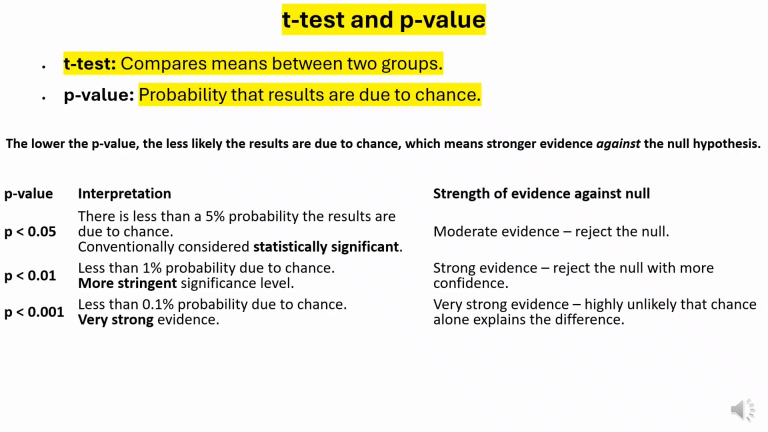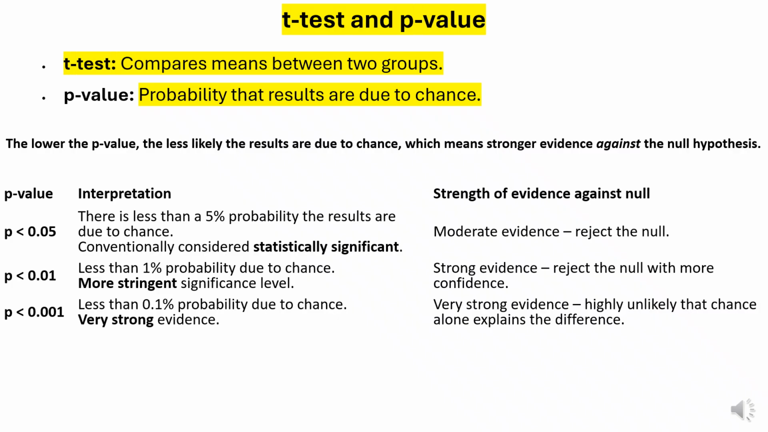The most common benchmark is p less than 0.05, meaning there is less than a 5% probability that the difference arose by chance. We can be 95% confident the difference is real. A stricter threshold, p less than 0.01, indicates less than a 1% probability due to chance, offering 99% confidence, often labeled as highly significant. An even stronger standard, p less than 0.001, puts the chance probability below 0.1%, giving 99.9% confidence and earning the description very highly significant.